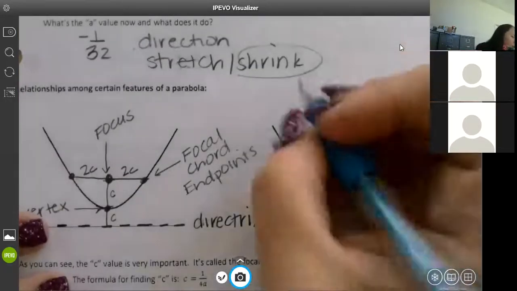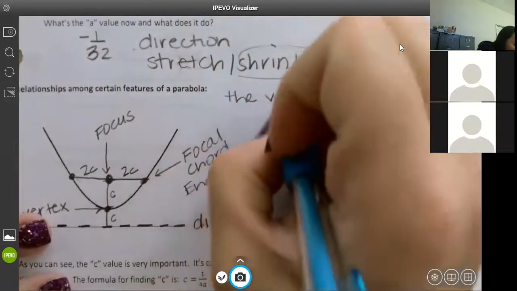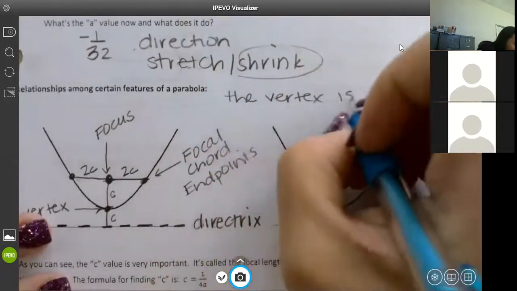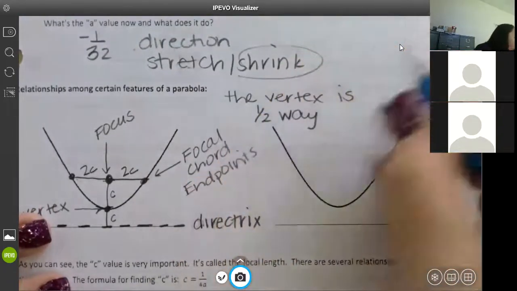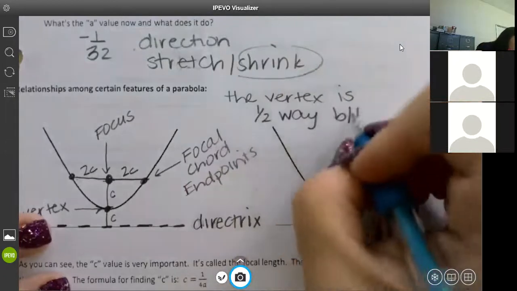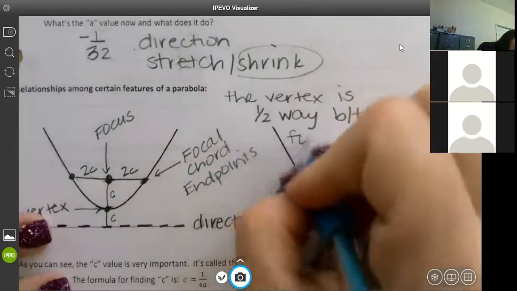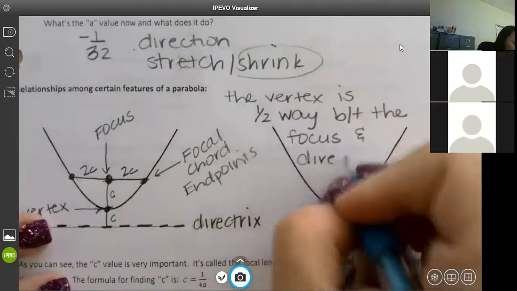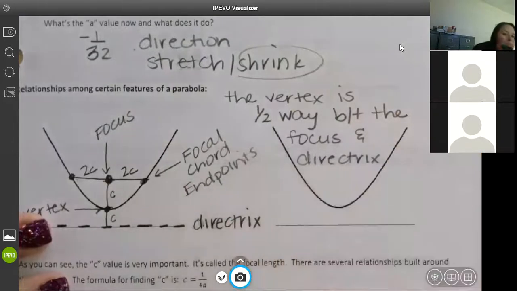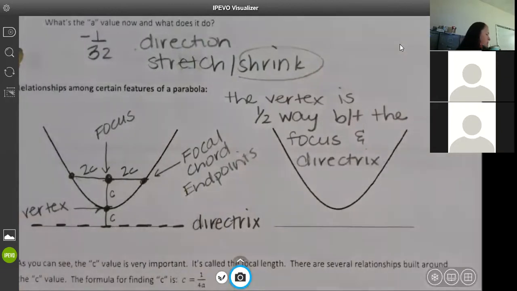So one more little tidbit, the vertex is halfway between, and I just told you this, the focus and directrix. And again, I don't need to use that other graph. I put everything on the first one.